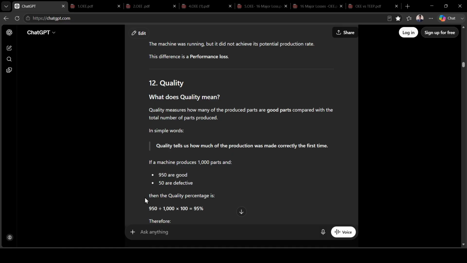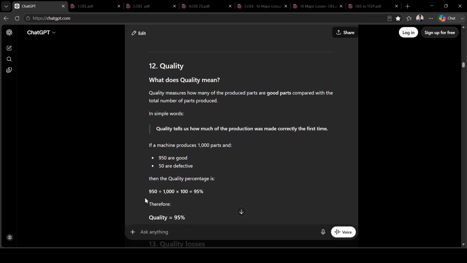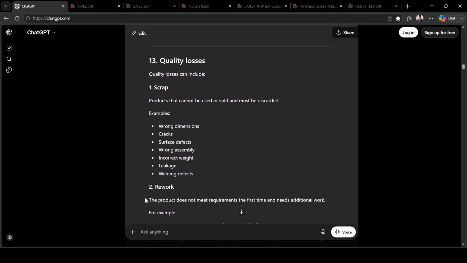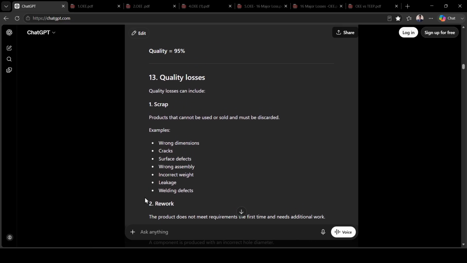If a machine produces 1000 parts and 950 are good and 50 are defective, then the quality percentage is 950 divided by 1000 times 100. So that is 95 percent. Therefore, quality equals 95 percent. There are also quality losses.